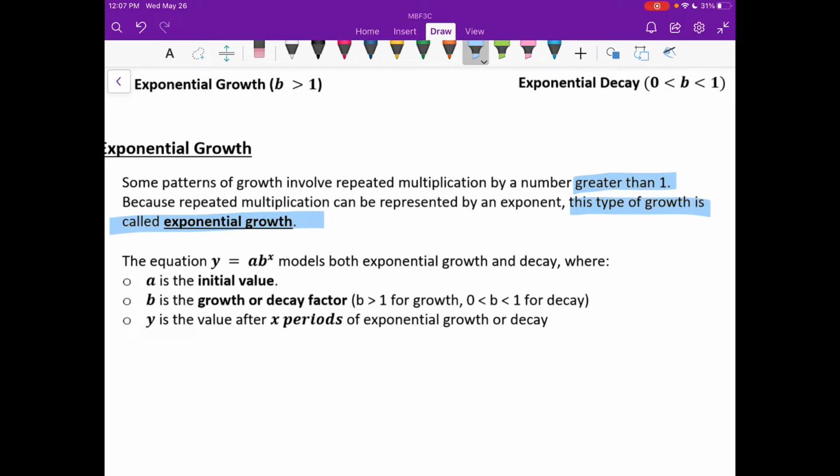So the equation y equals ab^x models both exponential growth and decay, right? And a often represents the initial value, and we'll be discussing this a little bit further, so it's okay if you don't get it right now. b represents the growth factor, right? How much it's going up by or how much it's decreasing by, and x represents the periods of growth, or like how long something takes to grow, or what round we're on, okay? The y value is just the final amount of something.